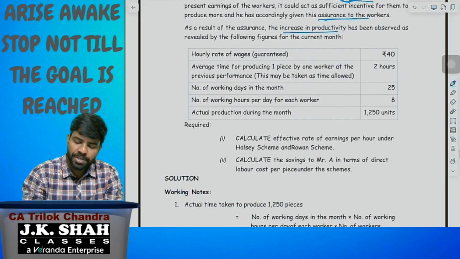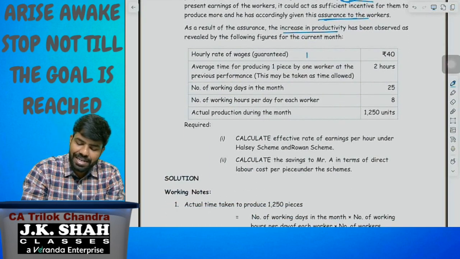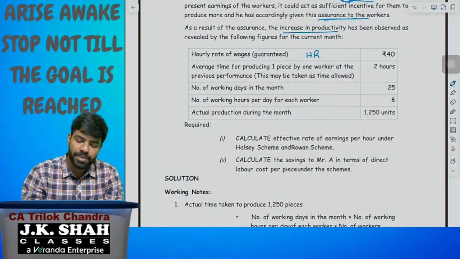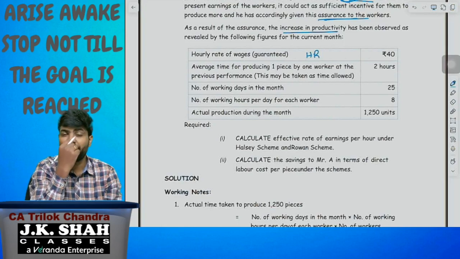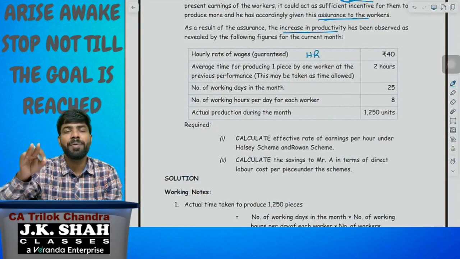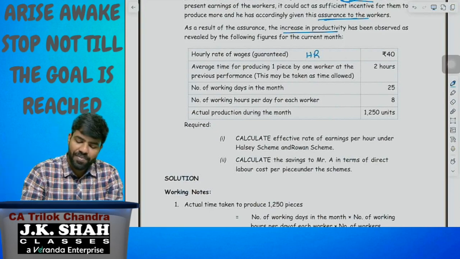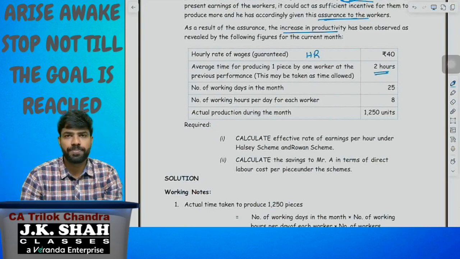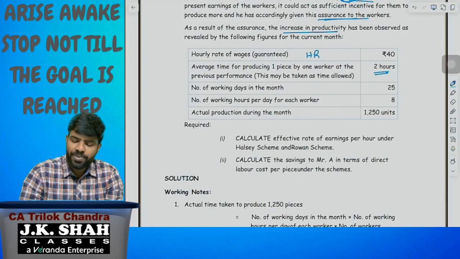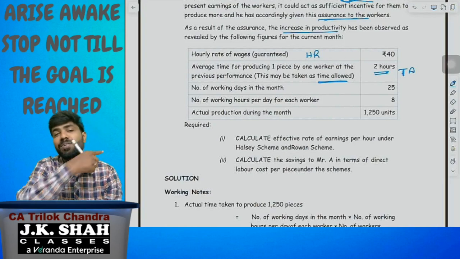What are the facts given? Hourly rate of wages guaranteed (HR). Average time for producing one piece by one worker at the previous performance. Previous performance means before implementing the incentive schemes. Before implementing incentive schemes, for every one piece, they take 2 hours. This may be taken as the time allowed. So, time allowed for each piece is 2 hours, which is based on the previous performance.